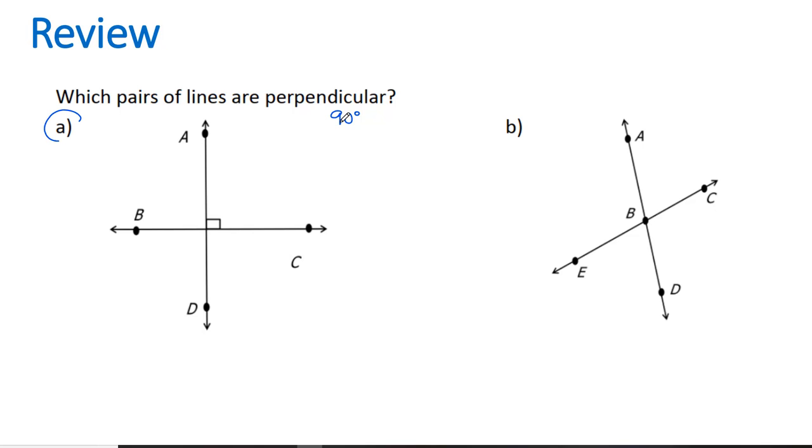So A, because of our 90-degree angle, proves to us that these 2 lines are perpendicular, whereas B, we can see that they're not crossing at 90, but we have to be shown that symbol to know for sure. So B are intersecting lines, but A is perpendicular.